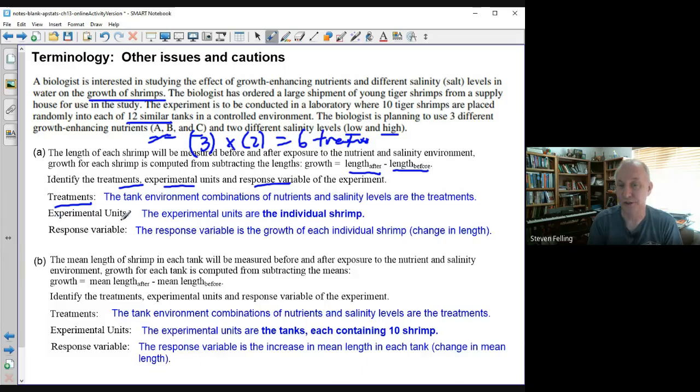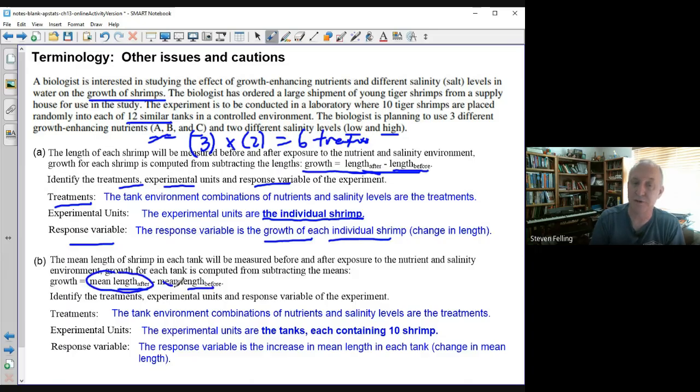The experimental units in this case are the individual shrimp. And the reason is because we're measuring growth for the shrimp, right? The response variable is the growth of each individual shrimp, okay? And then they said, but what if we decided to specify this way? The mean length of the shrimp in each tank will be measured before and after exposure. So instead of measuring the individual shrimp, they decided to take the mean of the after lengths and the mean of the before lengths. So they're subtracting a mean, they're taking the after mean minus the before mean.